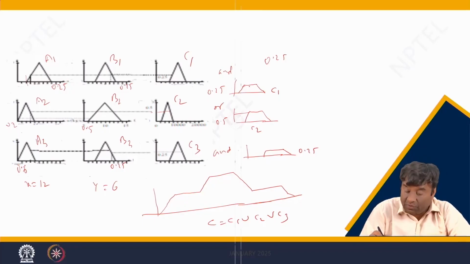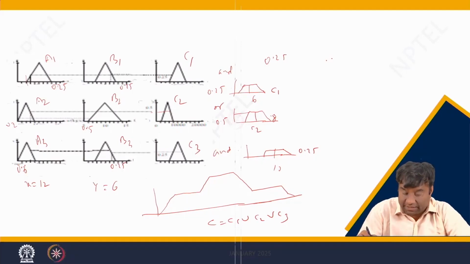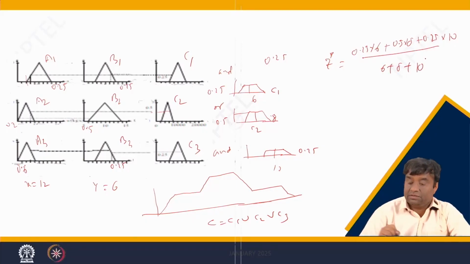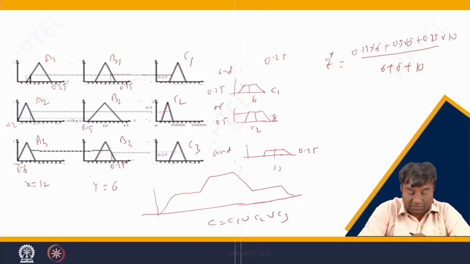We assume this value is something like 6. This value we are assuming 10. This value we are assuming 8. This value we are assuming 10. So here the defuzzified value, that is basically z star, you will get as 0.25 into 6 plus 0.5 into 8 plus 0.25 into 10, divided by 6 plus 8 plus 10. So we are assuming these values. Okay.